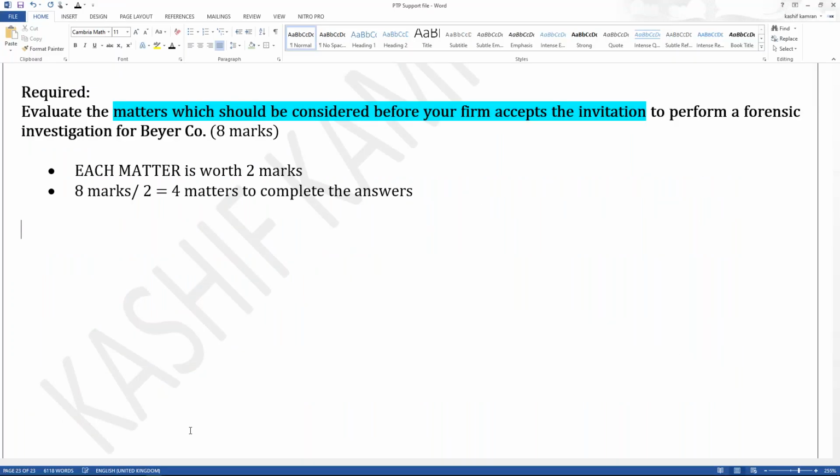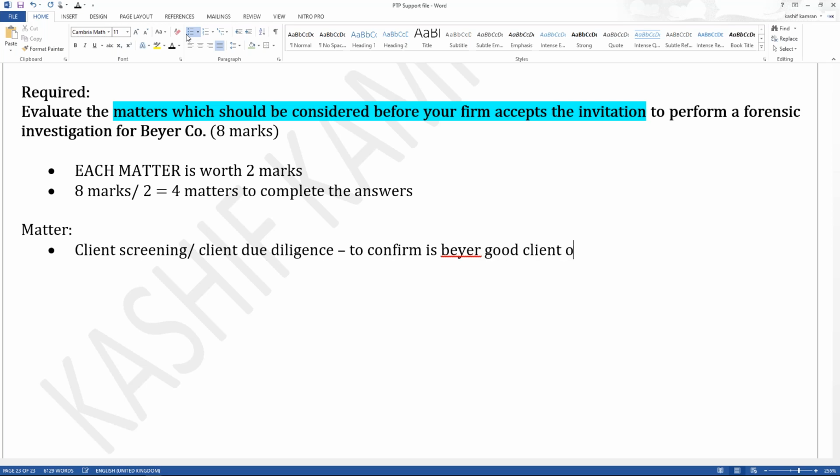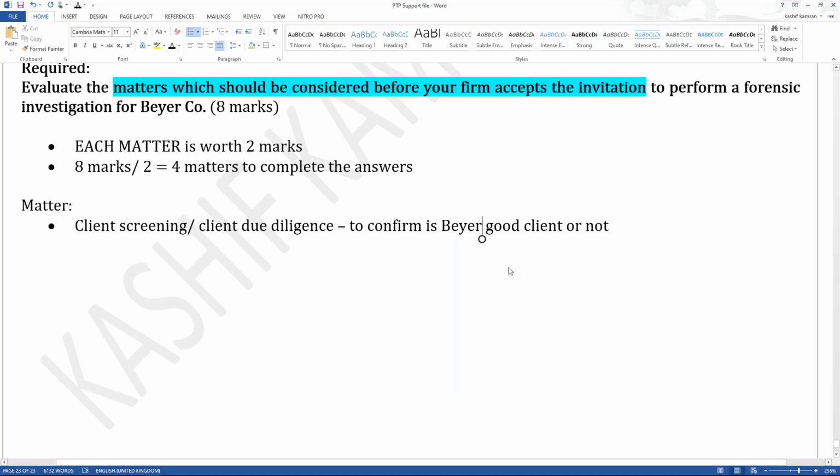The first matter, if I can just give you a bulleted answer, number one, the first matter would be the client screening because it's a new client, or the client due diligence. You will perform a due diligence of the client to ensure that it's a good client or a bad client, to confirm is Bear a good client or not. So you just want to do the screening, right? You normally do screening for a new client. You have knowledge of that, everyone, right? So it was a new client, so we need to do a screening.